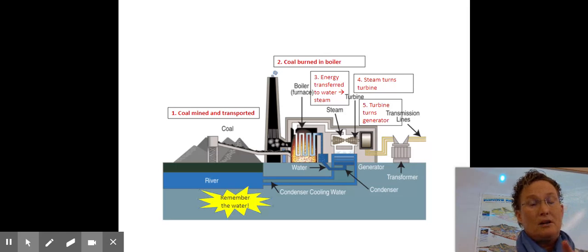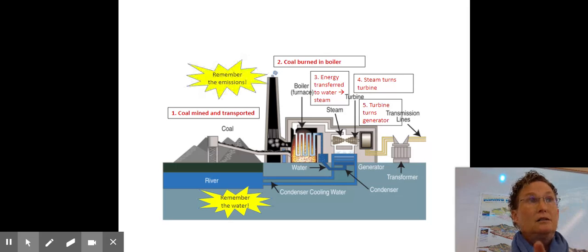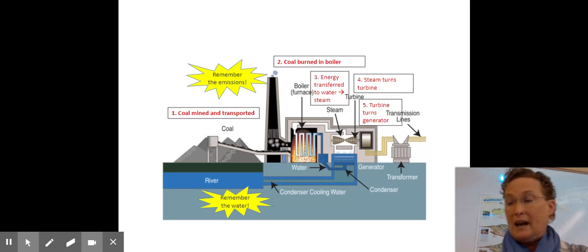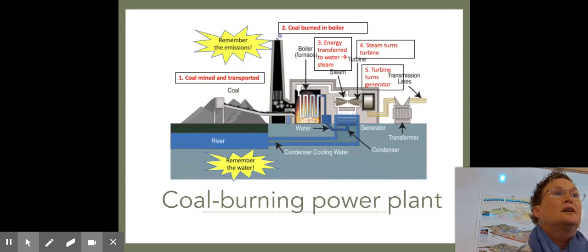So I want you to remember, even though this is one of the primary ways that we make electricity in the United States and around the world, actually, we use a lot of water and there's lots of emissions. Okay, so fill that whole thing out and really learn and understand how it works. Okay, that's a coal burning power plant, makes electricity.